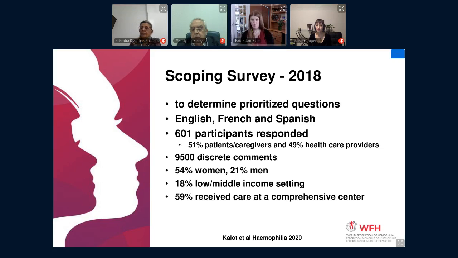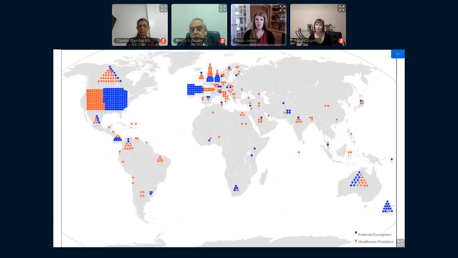Over half the comments came from women, about 21% from men, and the remainder didn't specify. 18% came from lower or middle income settings, and about 60% received care at a comprehensive care center, at a hemophilia treatment center. And so you can see on this map where that feedback came from. So the patients or caregivers are in blue and healthcare providers are in orange on this map. And so we had pretty good global input into what these guidelines were going to focus on.